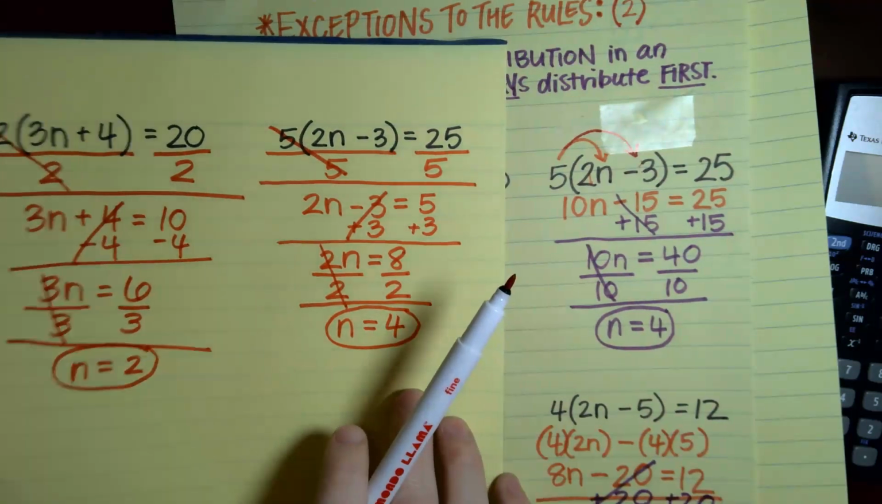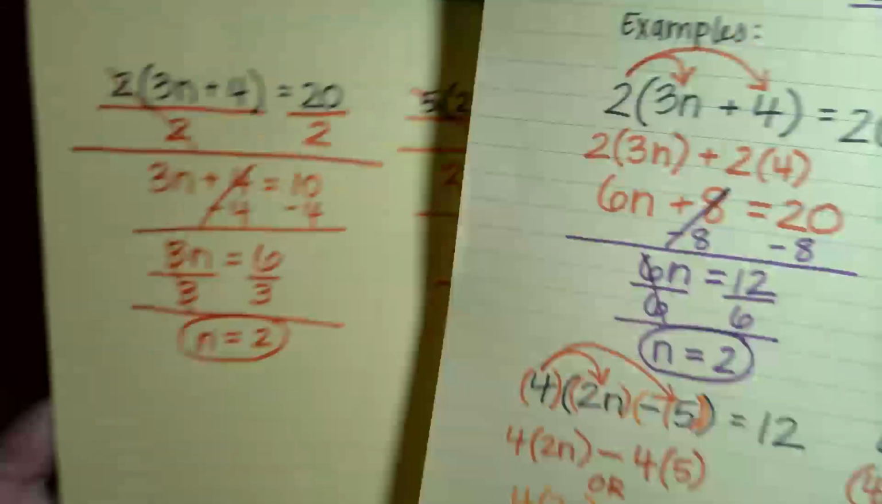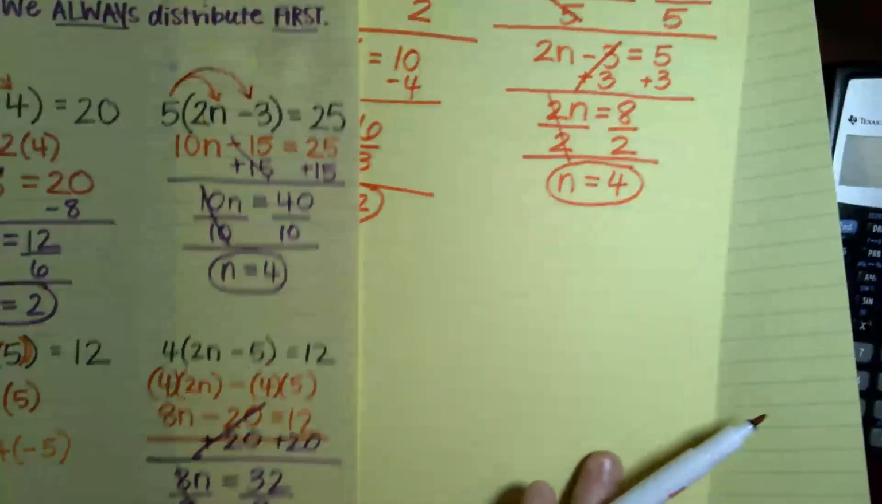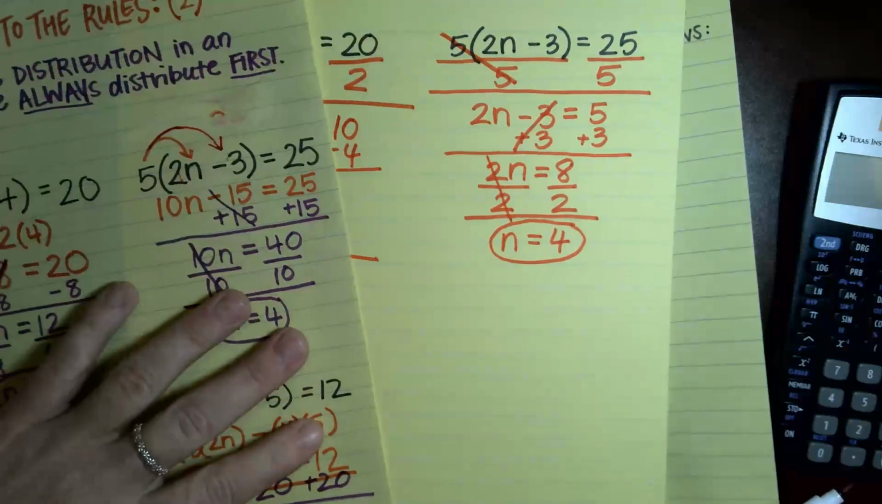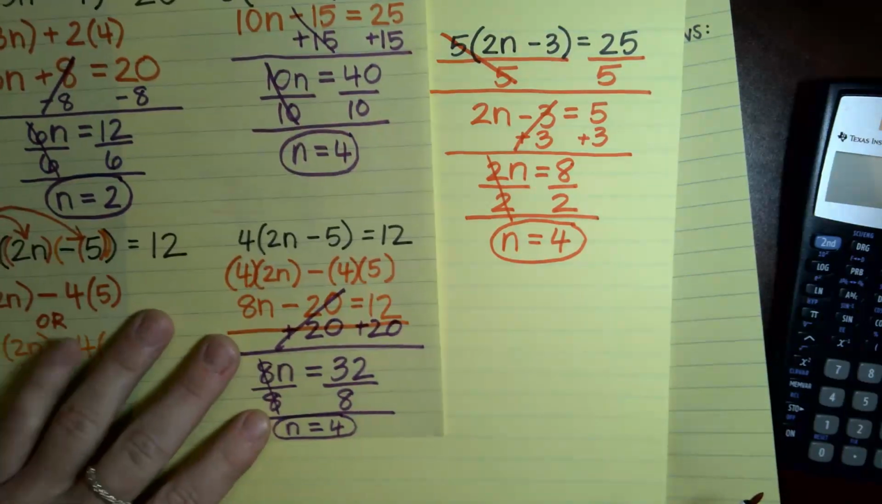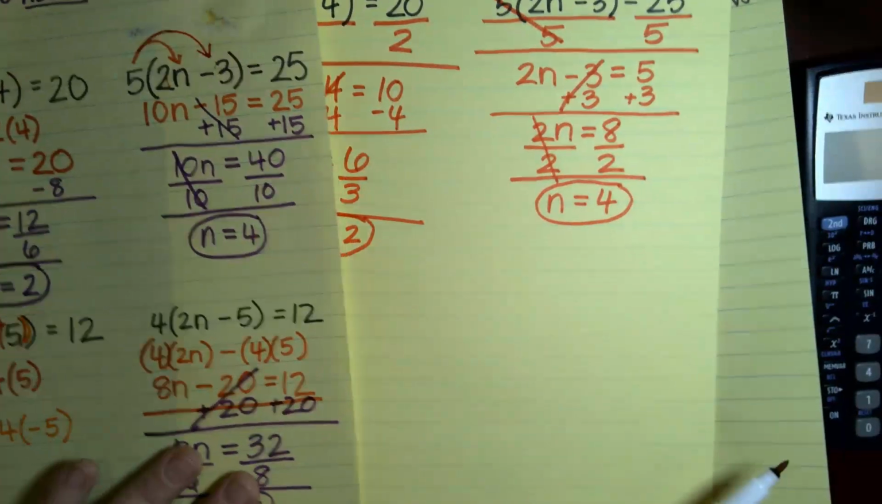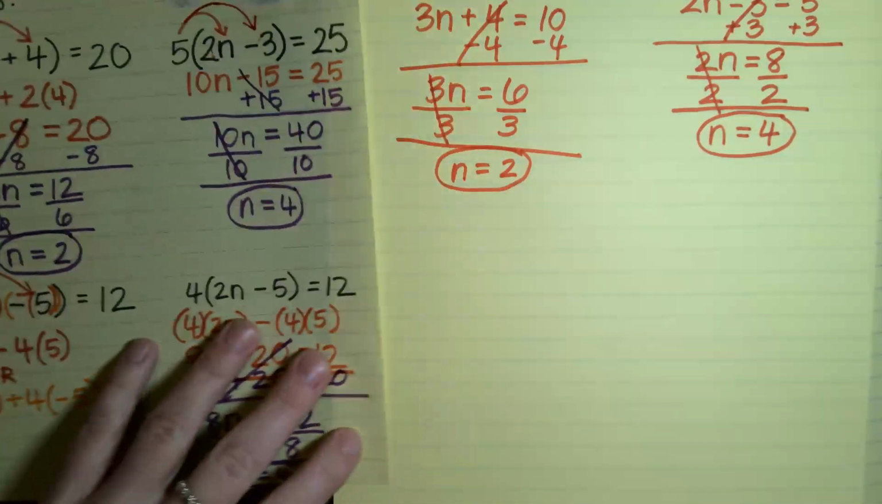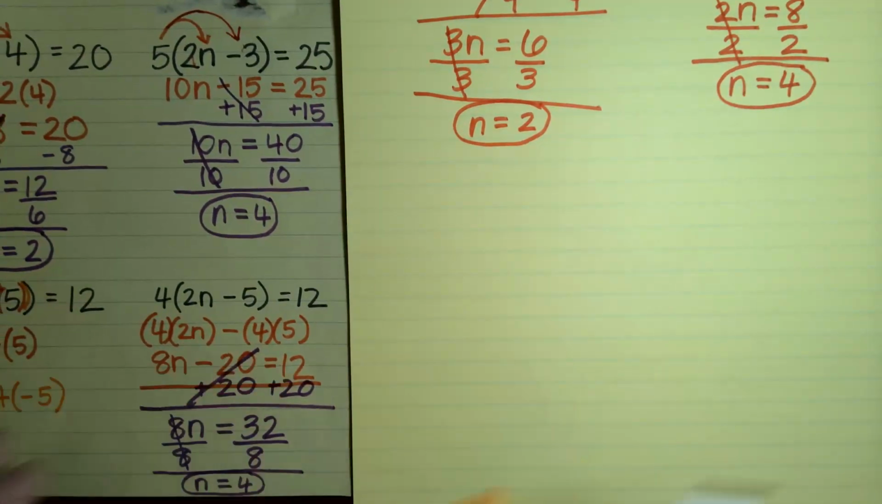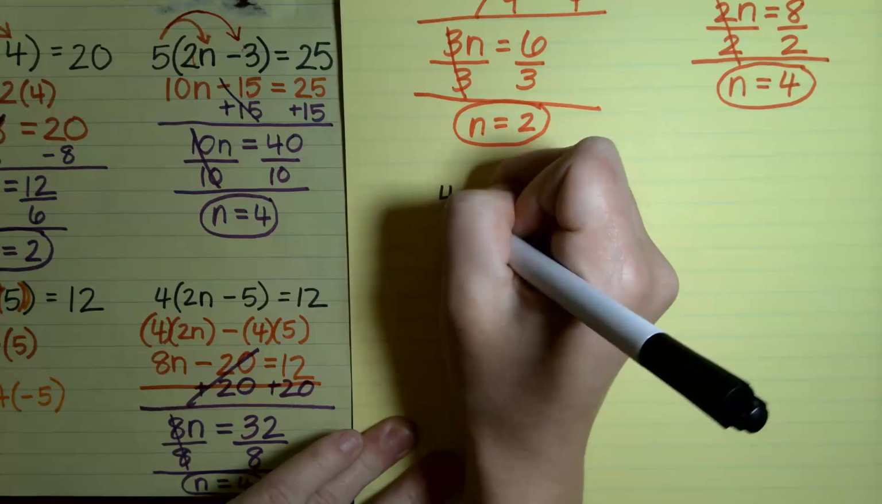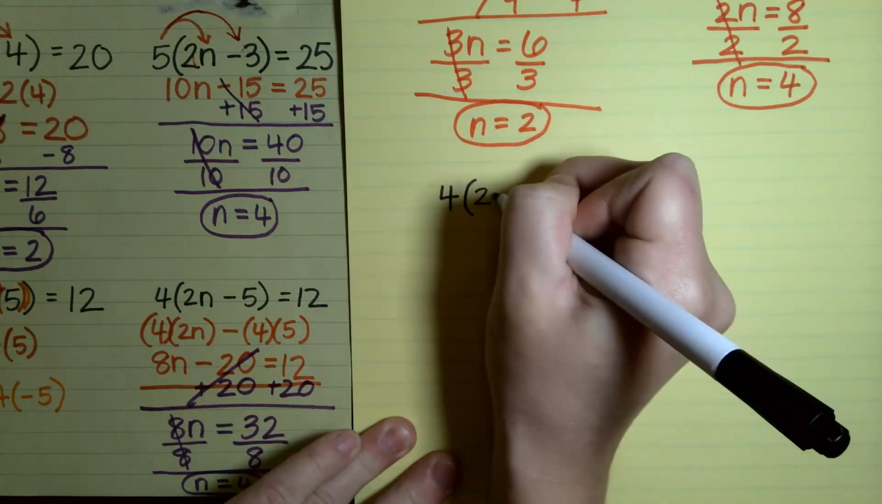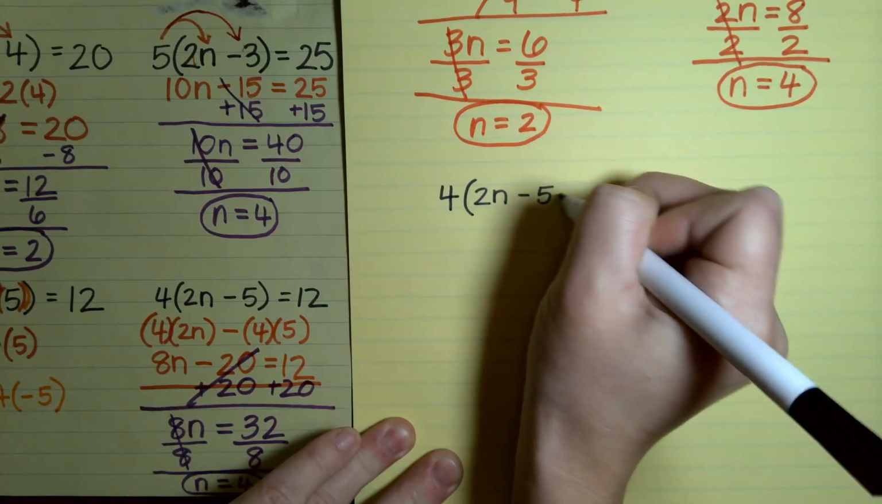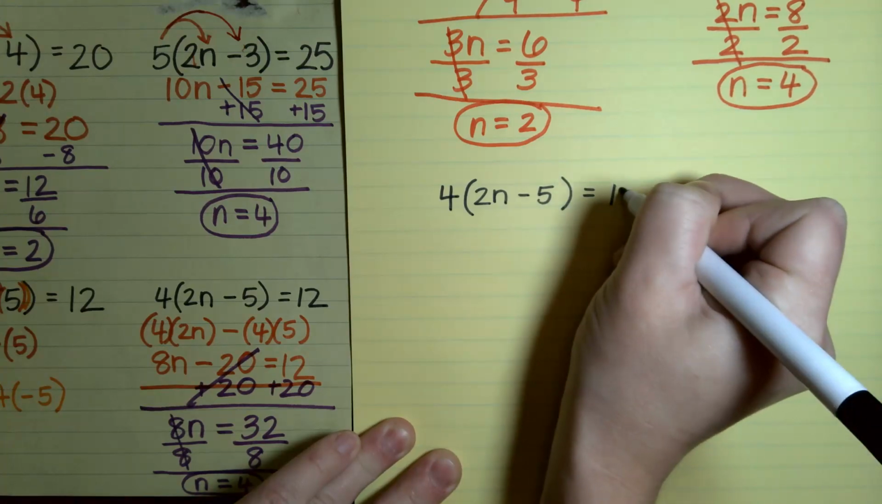How about we do one more like this together? We'll do this third problem, and then I want you guys to try a few by yourself. Okay, I'm making a mess on this screen. So many numbers, I'm sorry guys. Okay, so my third problem was 4 times the quantity 2n minus 5 equals 12.